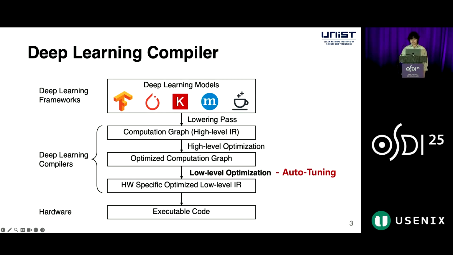This slide shows how a deep learning model becomes executable code. One important step here is auto-tuning. Auto-tuning is the process of automatically exploring multiple implementations. It aims to find the one that has optimal performance on a specific hardware.